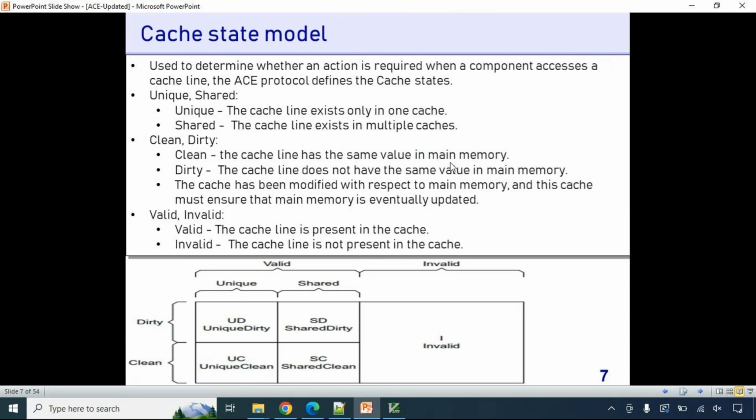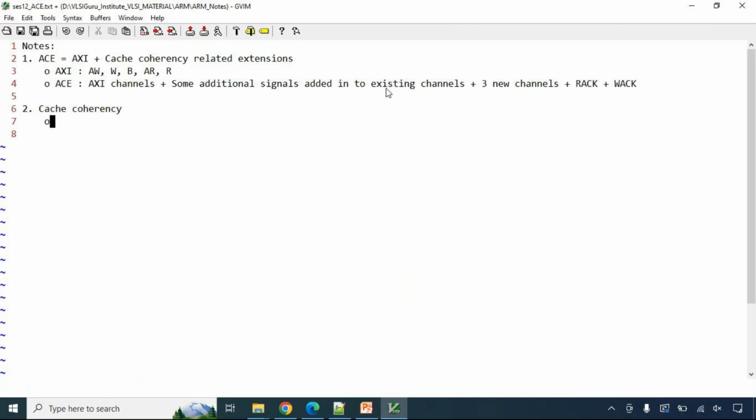To understand this concept of cache coherency, let us understand the cache state model. A cache state model is used to determine whether an action is required when a component accesses a cache line. ACE protocol defines the cache states. So let us first understand what happens if there is no cache coherency.